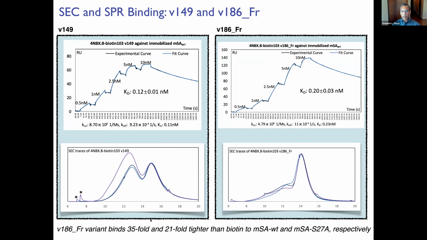So overall, we've been able to improve the binding by 35-fold with respect to the wild type monomeric streptavidin, and roughly 21-fold tighter compared to the 1 micromolar starting point for the point mutant.